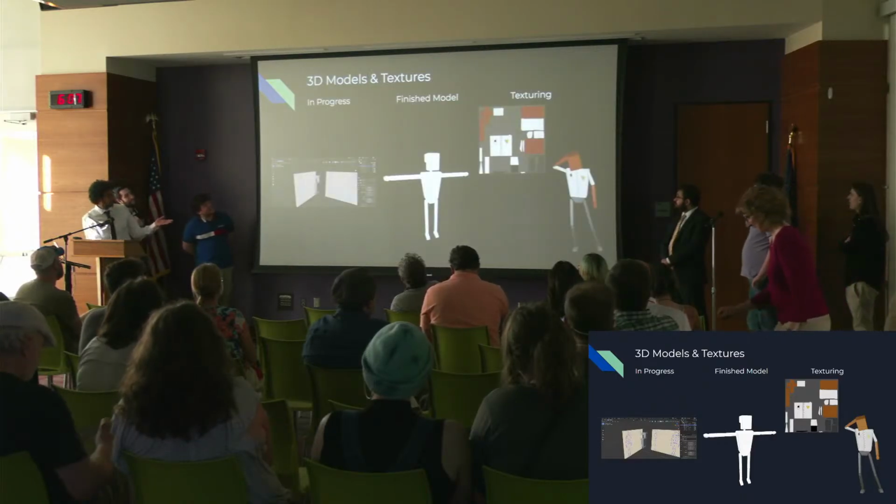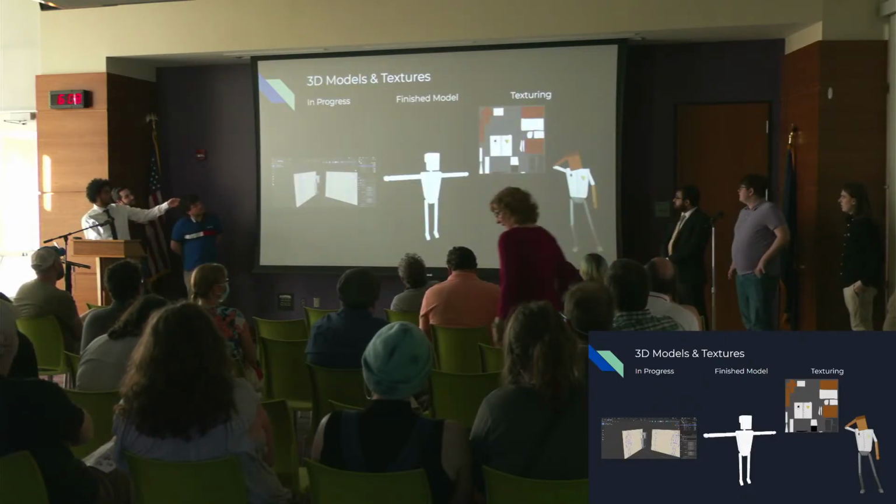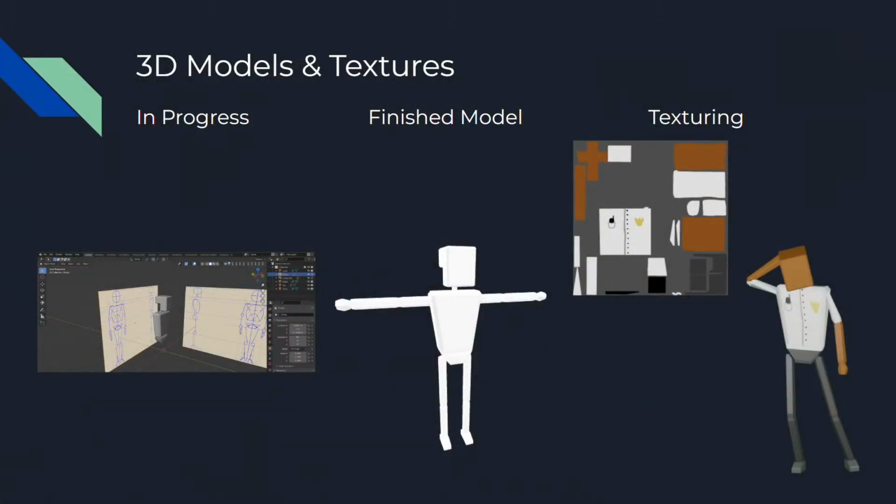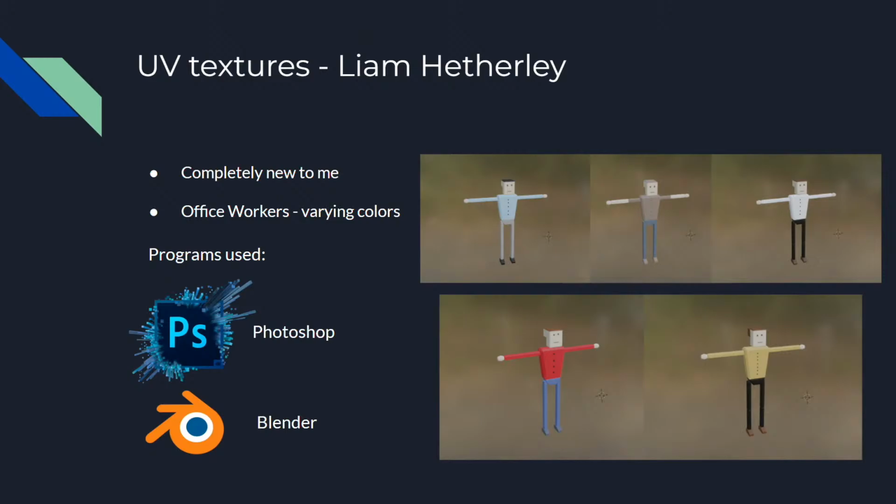An example of 3D modeling is the human model that you see throughout the entire game. Basically what I did is I went through Blender, I started modeling it, which is the leftmost image right there. Then when I finished it, which is the middle model, I made a texture for it and applied it to the model itself, which is the right image. And I'm going to hand it off to Liam Heatherly.